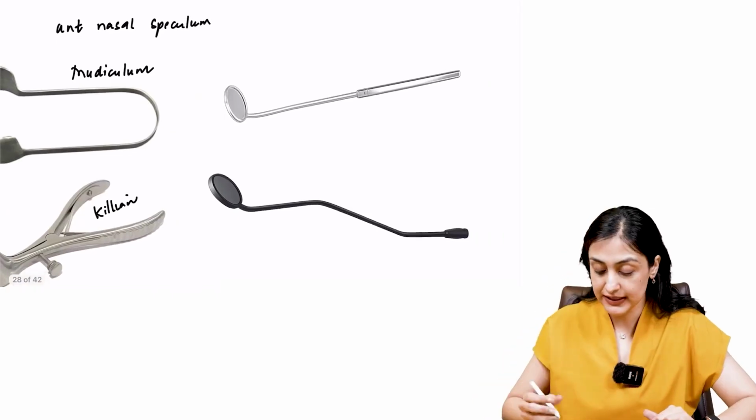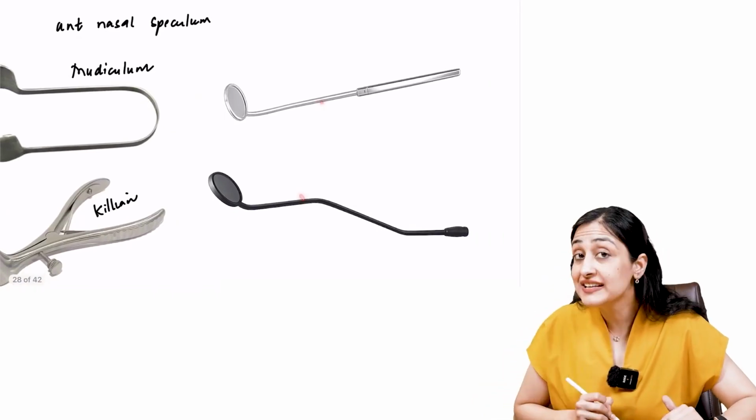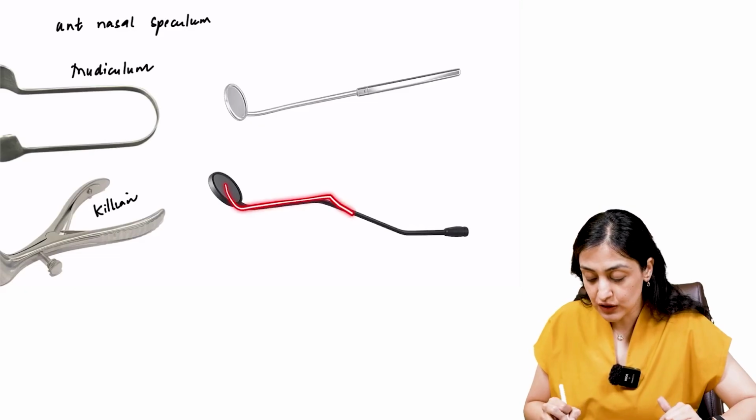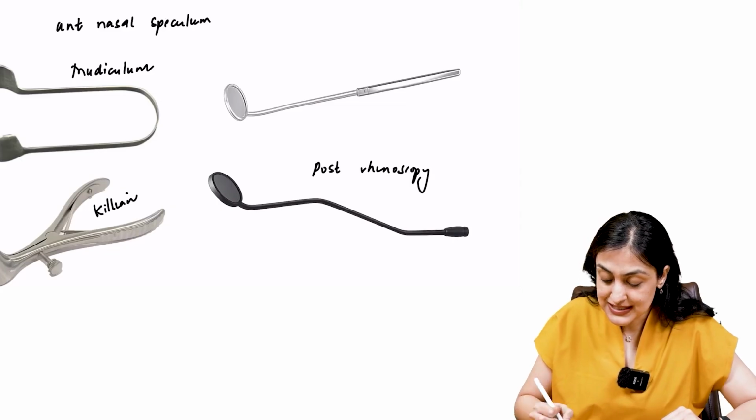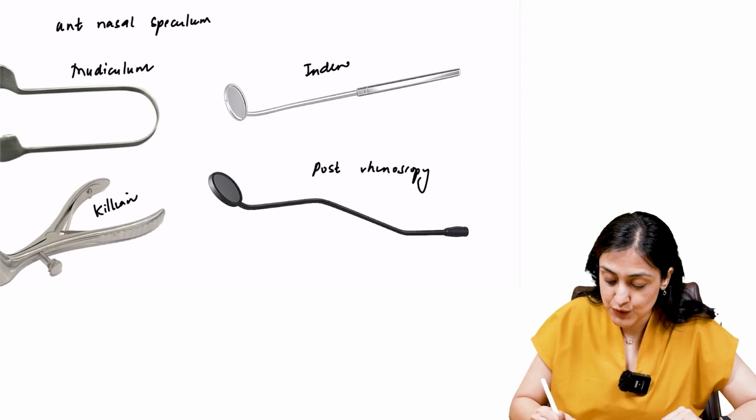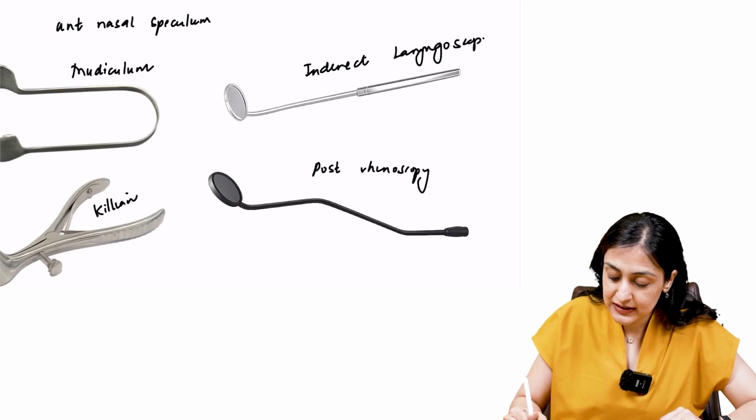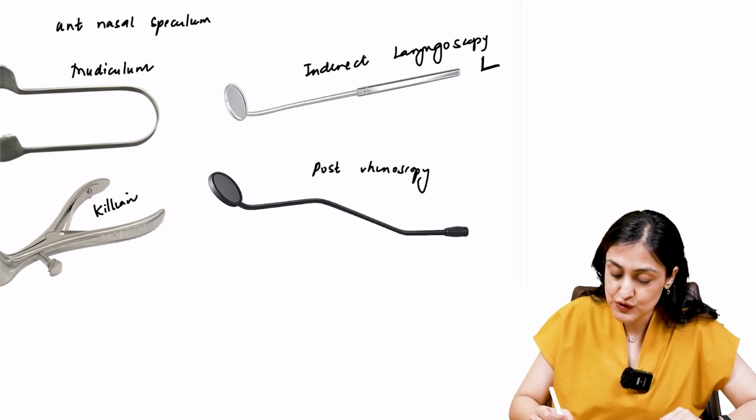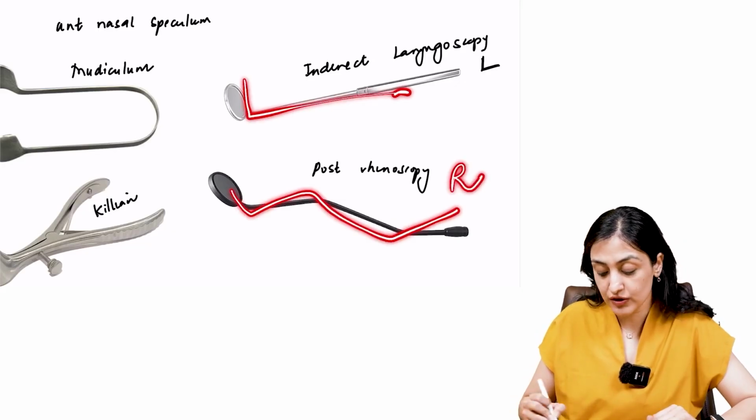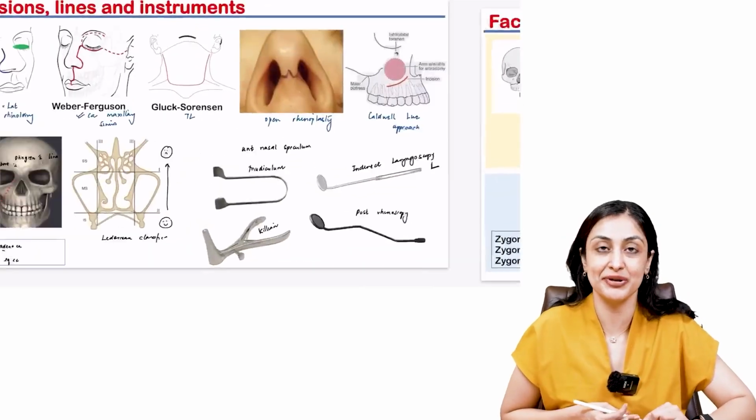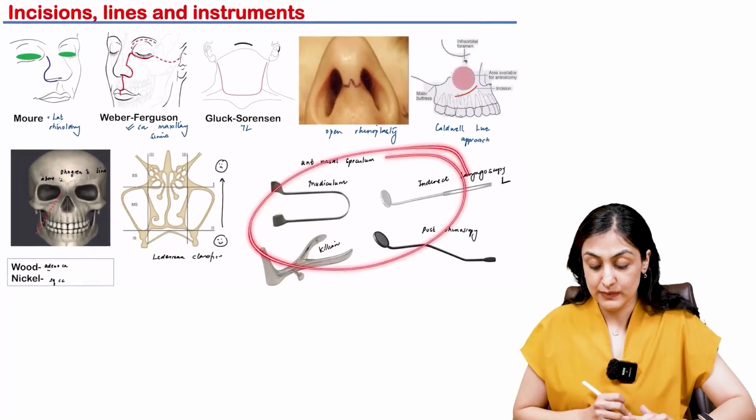Whereas posteriorly, which out of this is posterior rhinoscopy? So this curved one, right? So the curved one is the posterior rhinoscopy mirror, whereas this is the indirect laryngoscope. How I remember this is L. L is a letter which is straight, no? So this is what looks like an L. Whereas rhinoscopy, R is so curved. So this is curved. So that's how you can remember. Fine. So this is about some instruments.